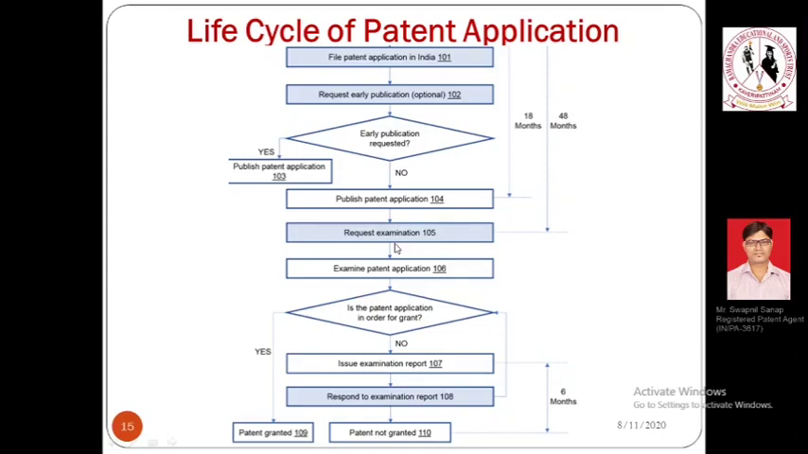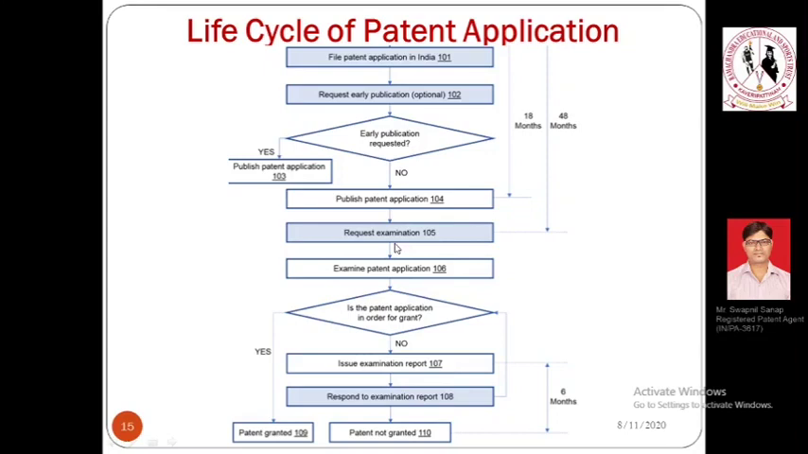But normally the patent office expects that all the processing, including the hearing and the grant or rejection of the patent, should happen within 6 months, which generally does not happen. And thus the time period from the date of filing of the patent application till the disposal, that is either the grant or the rejection of the case, is 4 years or 48 months according to the Patents Act.